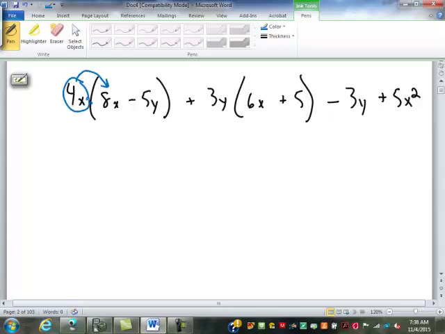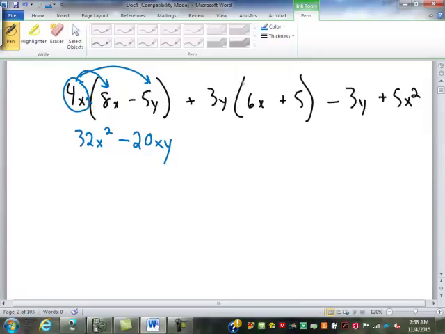So 4x times 8x is 32x squared. 4x times negative 5y is negative 20xy. Very good. Other set of parentheses, anything to do inside that set?